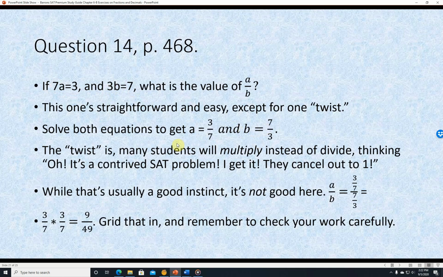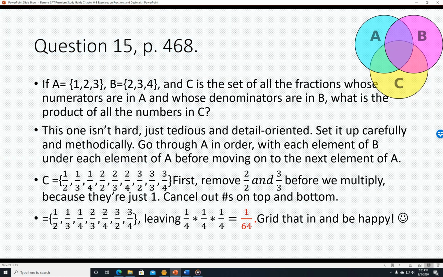So the twist is many students will multiply instead of divide. You're going to think, oh, it's a contrived SAT problem, I get it, the 3/7 and the 7/3, you just multiply them and they cancel out to 1. Oh, ha ha ha, those tricky people. They're a little trickier than you thought, because while that's a usual good instinct, it's not good here because you're dividing. So a over b is 3/7 over 7/3, and of course when you divide by 7/3, it's the same as multiplying by 3/7, so you get 3/7 times 3/7, which is equal to 9 over 49. Grid that in and remember to check your work carefully.